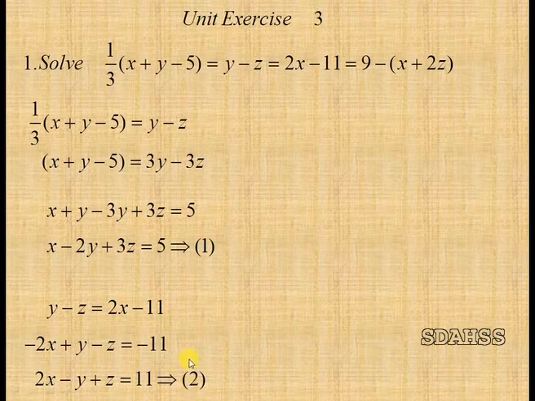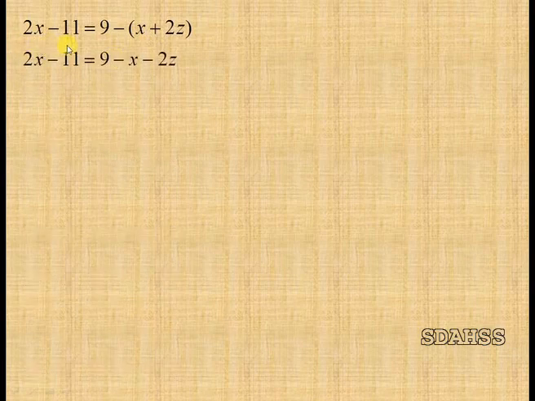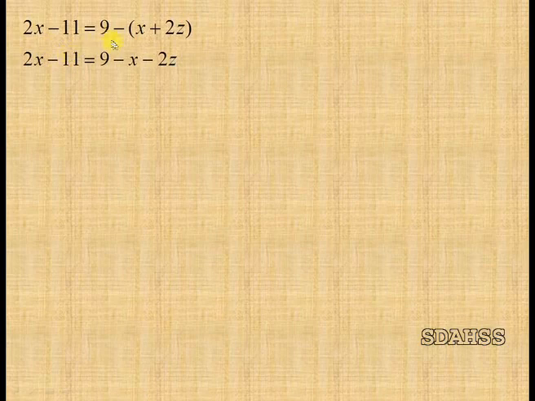Now we got two equations, and then equate the last two. So you have 2x - 11 = 9 - x + 2z. Keep the left hand side as it is. In the right hand side 9, multiply the minus sign inside the bracket. So you have -x - 2z.